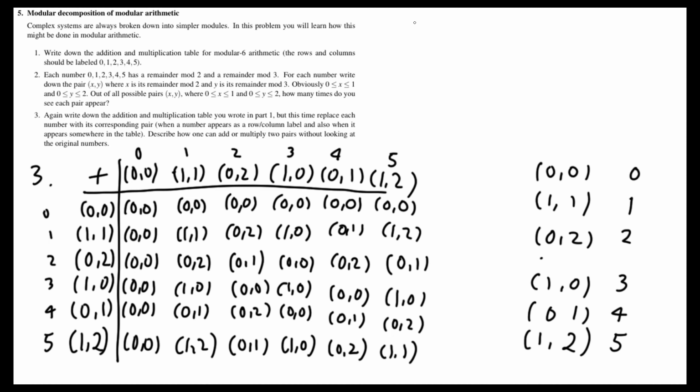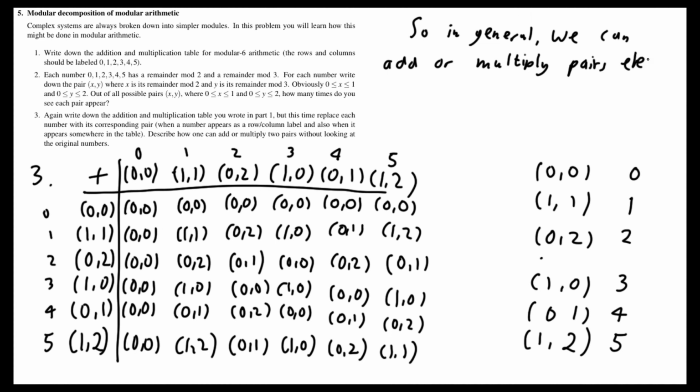So in general, we can add or multiply pairs element-wise without knowing the original number, and the result will still be valid.